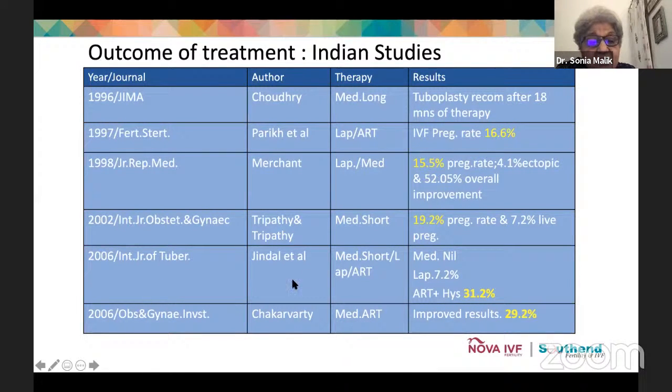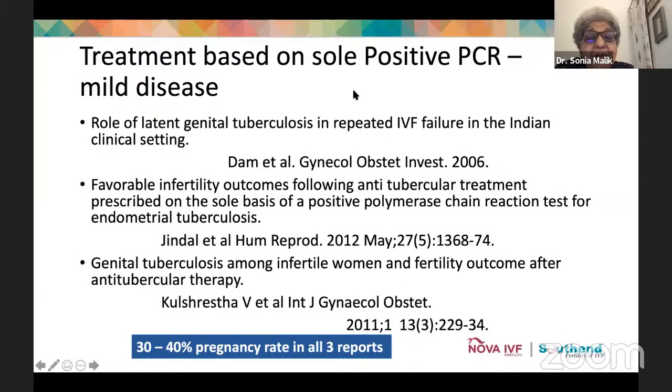And in 2006, Dr. Jindal et al., and of course, Dr. Chakravarti also reported results of ART to the tune of 31.2% and 29.2%. Some people have used treatment as a sole option after doing a PCR and then treating the patient solely based upon the positive PCR and in mild disease.